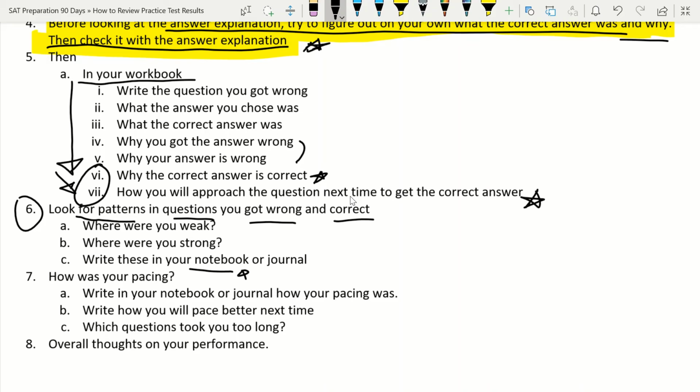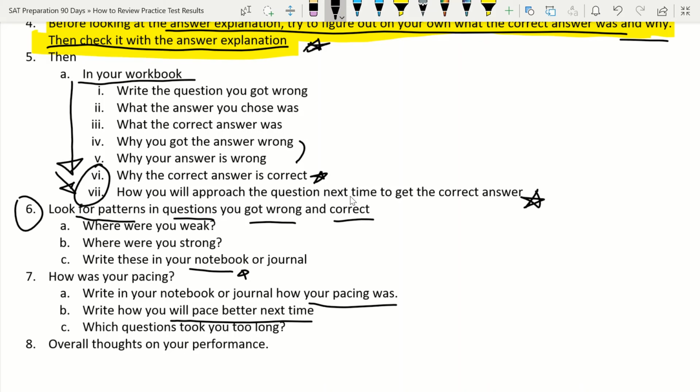So after that, you're going to go into how your pacing was. So for each section, once again, writing in your notebook or your journal, just write how your pacing was. Was your pacing really good on a certain section or really bad on a certain section? Was your pacing really strong in the beginning but really bad in the end? Did you start off too slow, end too fast? You want to make sure that you write down how your pacing was, right? And that's going to help you to pace better next time.